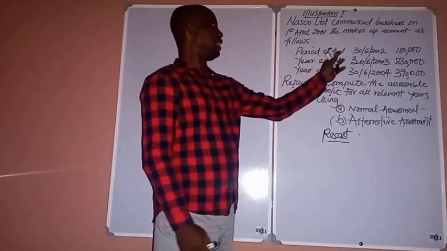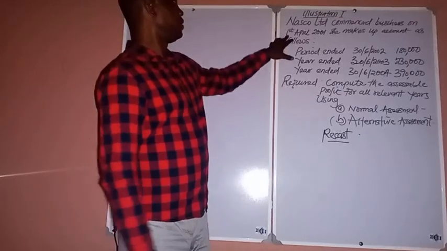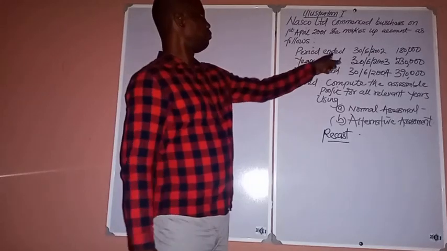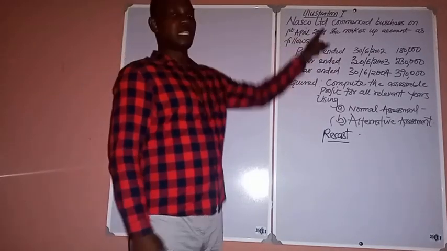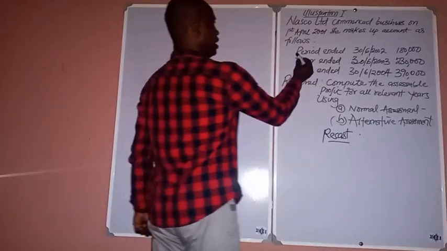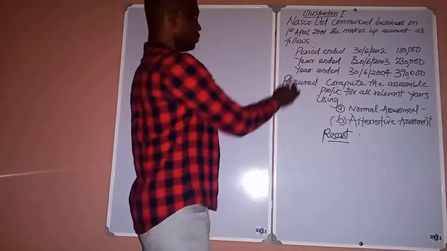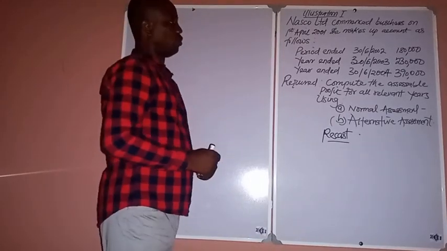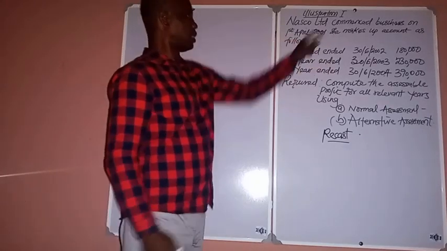This period ended 30th June 2002, where did it start from? We were told that this business started on 1st April 2001. So this period ended must have started from the date the business started, which is 1st April 2001. So the first date, I'm going to put up a new date I'm going to use to solve this question, so that it will match with the format or the procedure we are going to use to solve this. Now this period ended must have started from 1st April 2001.